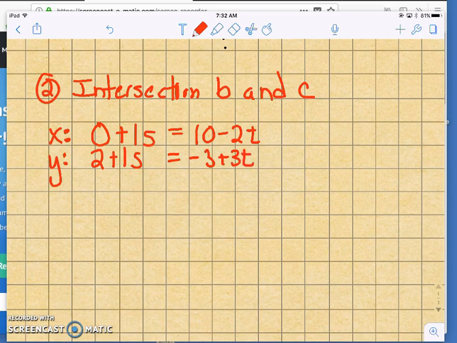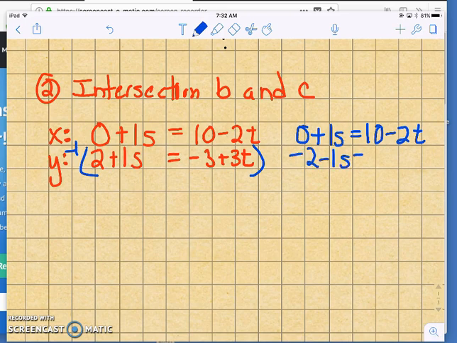Now if you guys remember, this is a system of equations we're going to solve. So we have our variables stacked. We need to make one the opposite. So I have positive 1 and positive 1. So I'm going to multiply this whole thing by negative 1. So our top line stays the same. The bottom one would become negative 2 minus 1s, negative 3 minus 3t.